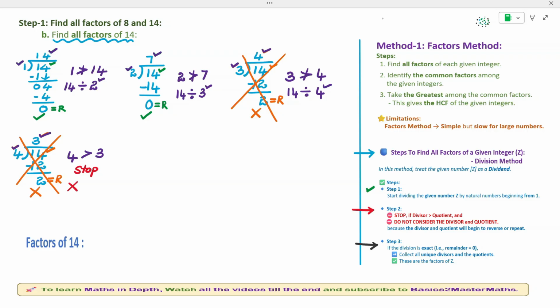Finally, collect all unique divisors and quotients where the division is exact. In this case, they are 1, 14, 2 and 7. So, factors of 14 are 1, 2, 7 and 14. Got it?